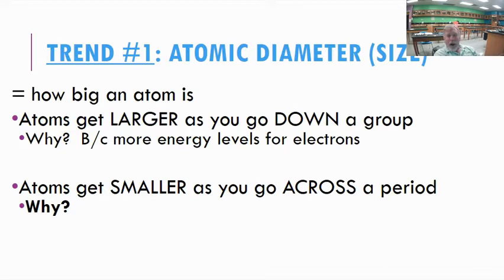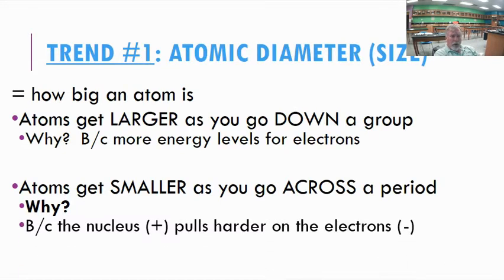So like before, why are they getting smaller as you go across? Well, if we think about that a little bit more, the nucleus is getting bigger, we have more positive protons in there. And the more positive protons, the more they can pull on those electrons. If you have more protons, they're pulling those electrons closer. There's a stronger strength to pull them closer. So that is why we see atoms get smaller as you go across a period.